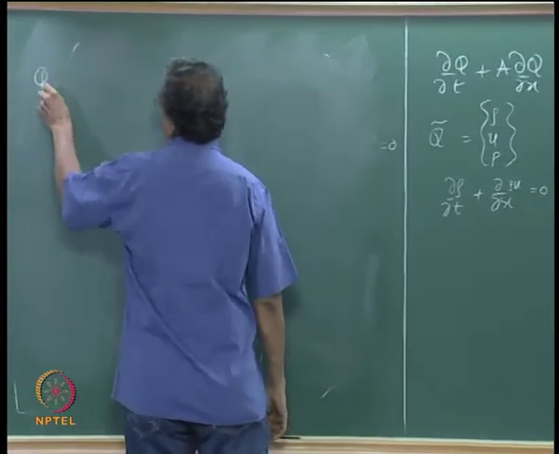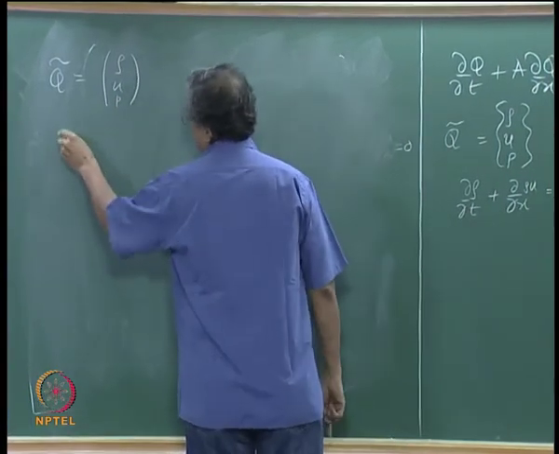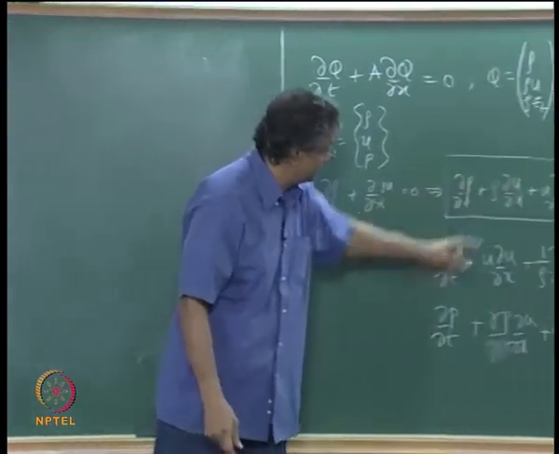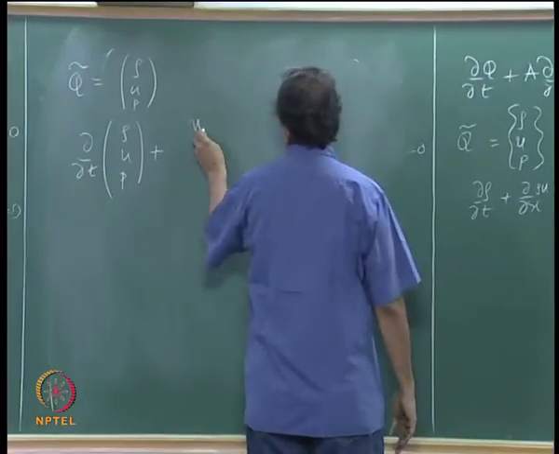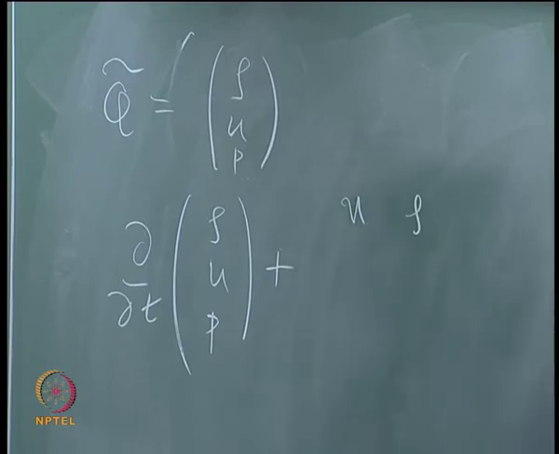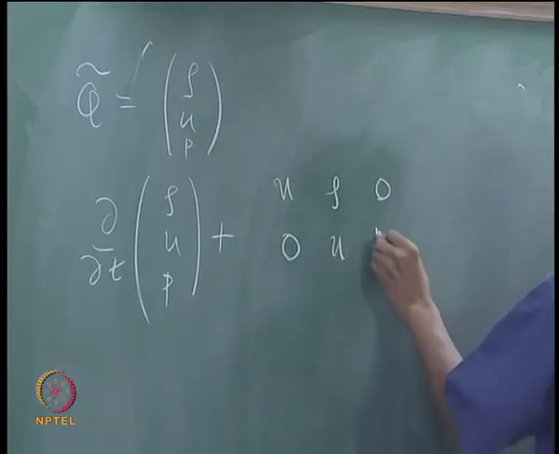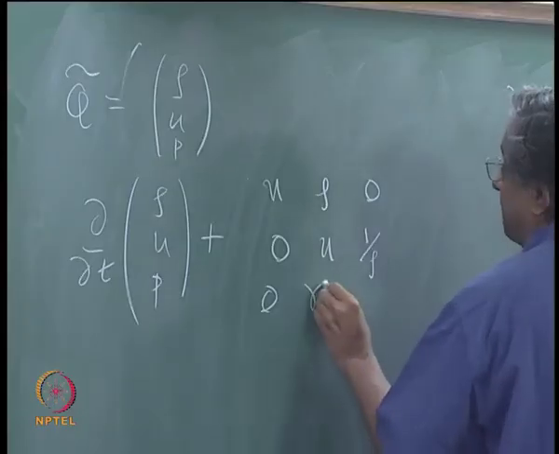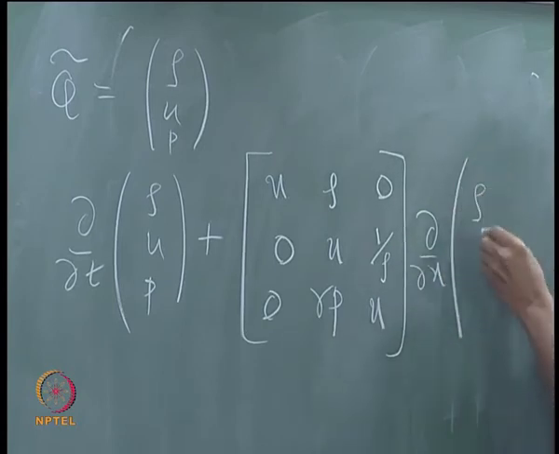What do we have? So q tilde is rho u p. So the first term obviously is ∂/∂t of rho u p plus, can you tell me what the rest of it is? Is there a ∂rho/∂x here? u ∂rho/∂x plus a rho ∂u/∂x. There is no ∂p/∂x term there, plus a 0 ∂p/∂x. I am writing a matrix now. The second one, is there a ∂rho/∂x? No, 0 ∂rho/∂x. u ∂u/∂x, 1 by rho ∂p/∂x. The last one, there is no ∂rho/∂x, 0 ∂rho/∂x, gamma p ∂u/∂x plus u ∂p/∂x, into ∂/∂x of rho u p equals 0.